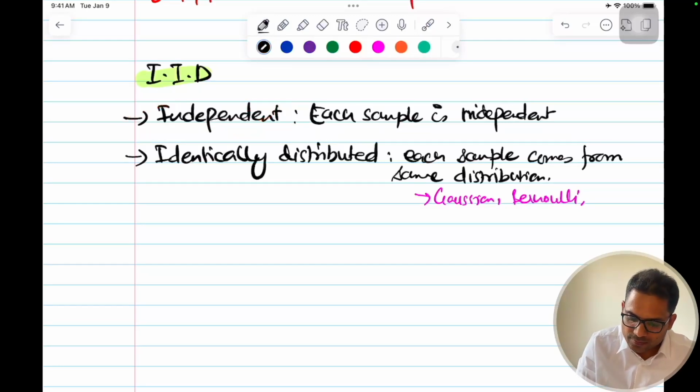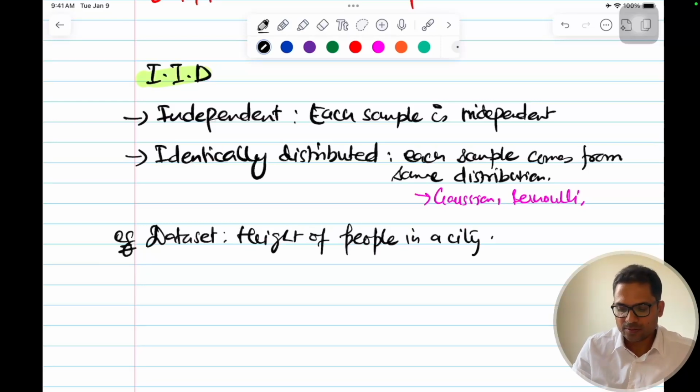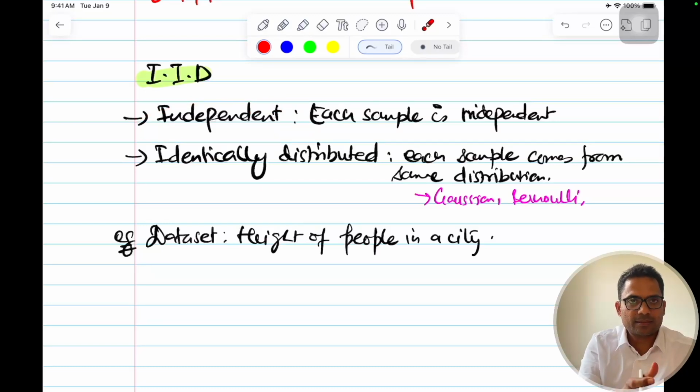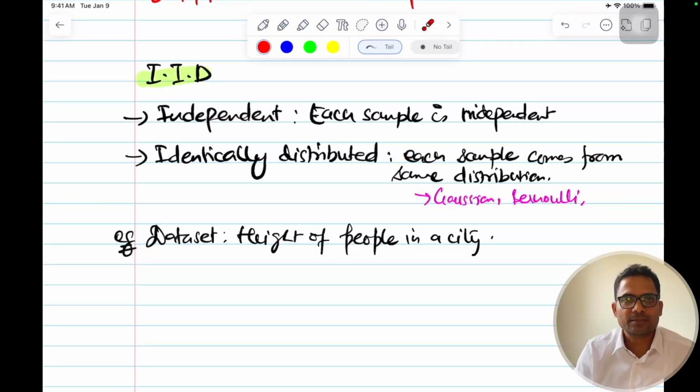For example, if I have a data set that has the height of people in a city or something, so what does independence mean? Independence means that each height in that sample is independent of the other heights. The height of one person does not impact the height of another person. Identically distributed means all these heights are coming from the same distribution, that is a normal or Gaussian distribution. So that's what I.I.D. means. I hope I.I.D. is clear.